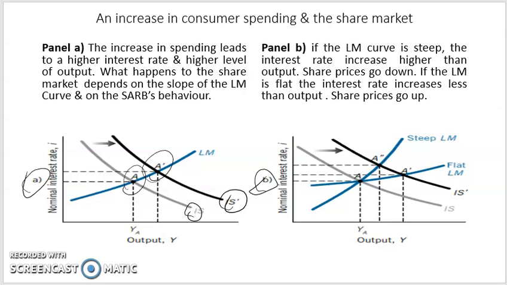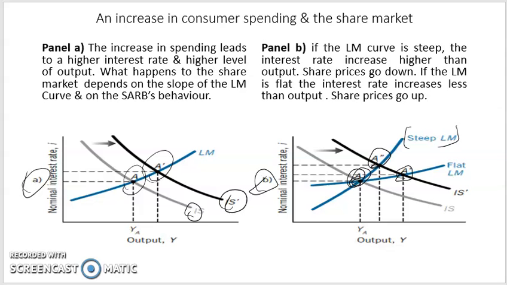So a very flat LM curve leads to a movement from this A to that A, with a small increase in interest rate, large increase in output, and therefore an increase in share price. So a very steep LM curve, such as this one, leads to a movement from A to this A here, with a large increase in interest rate, small increase in output, and therefore a decrease in share prices.